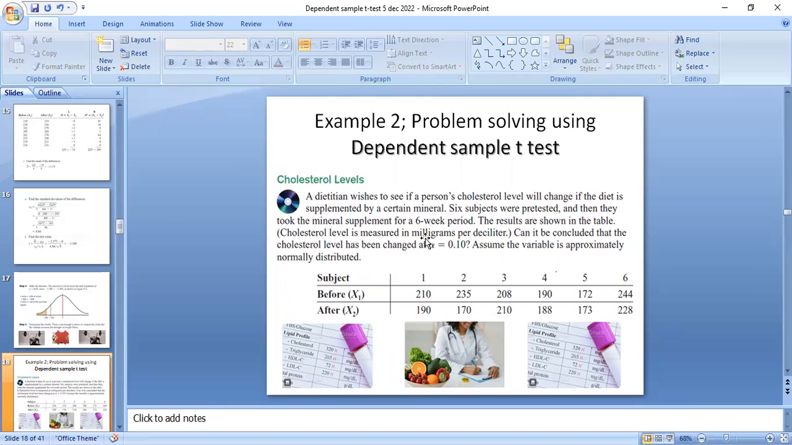Cholesterol level is measured in milligrams per deciliter. Can it be concluded that the cholesterol level has been changed at alpha 0.10? Assume the variable is approximately normally distributed. Here is the data of the pre-test and the post-test.